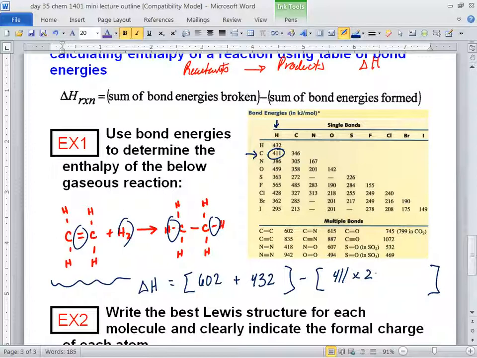Okay. 602 plus 432 minus 411 times 2. I guess we should finish this. 602 plus 432 minus 411 times 2. I got 212. And if you don't put on units, you're going to lose points. So it's an endothermic reaction. Okay. Audrey, make sense?